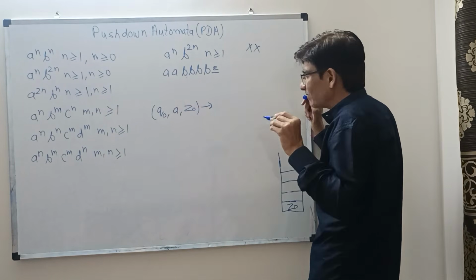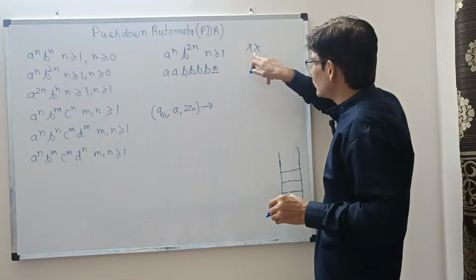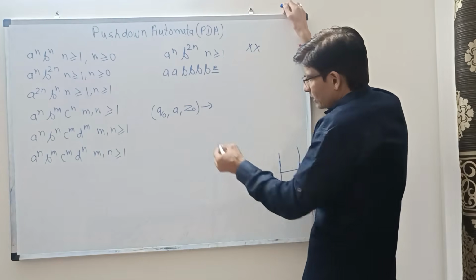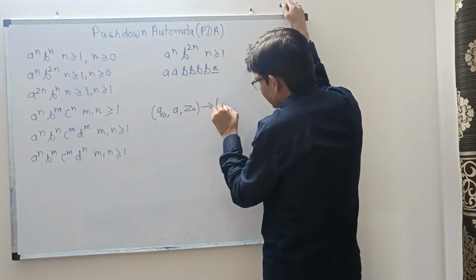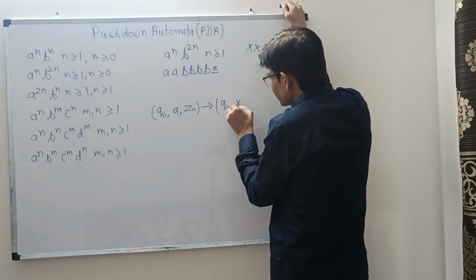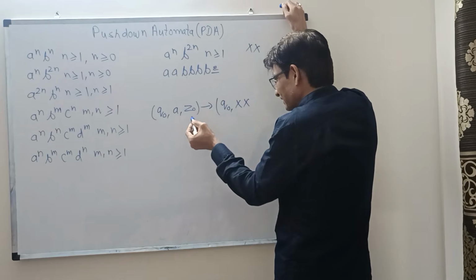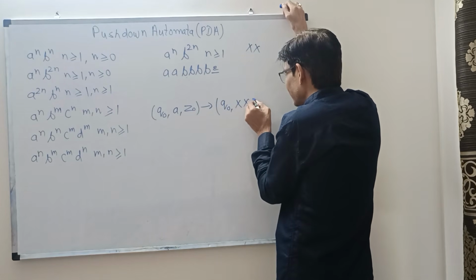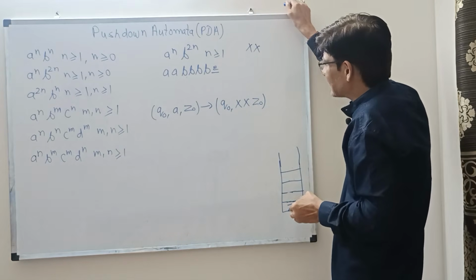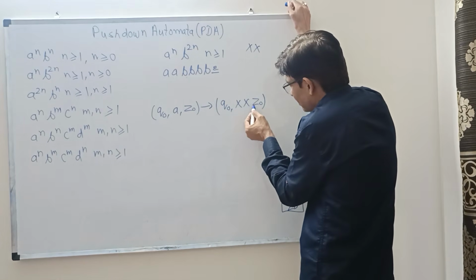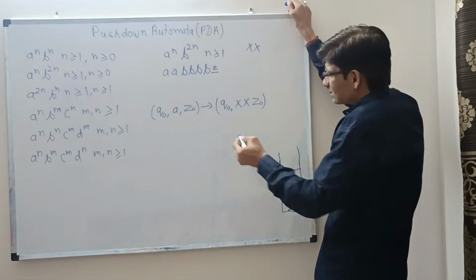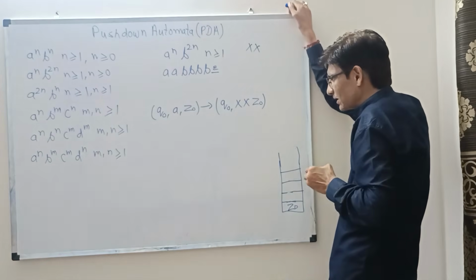Then what have we decided? We have decided to push 2x into the stack when we are reading A. So in this case, we will stay in Q0 and push 2x into the stack. Along with this, we will write the current stack top as it is. So I can write it like this: xxZ0. This is how you can represent this transition.